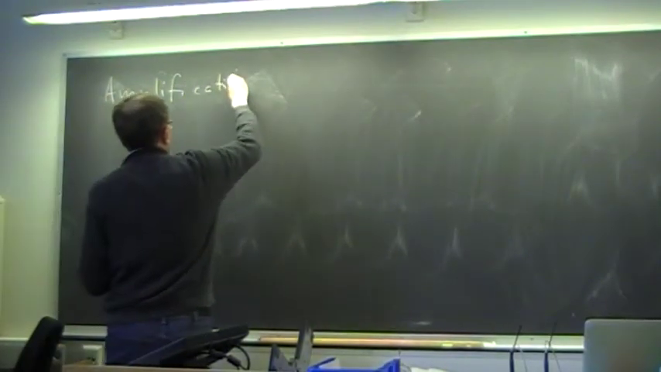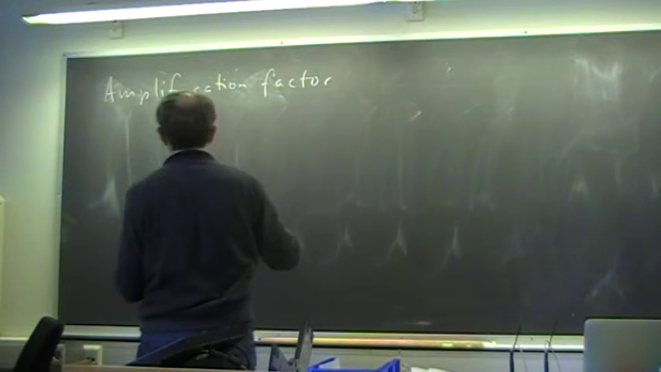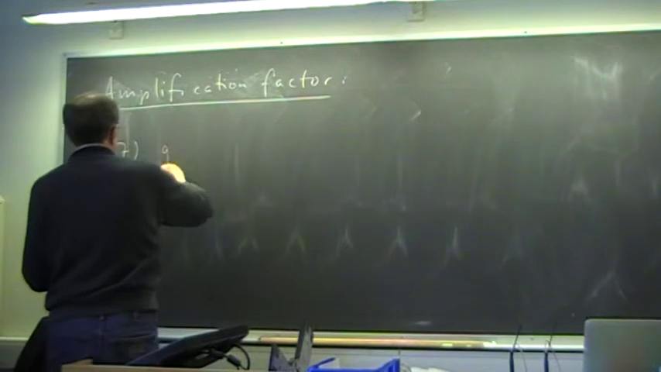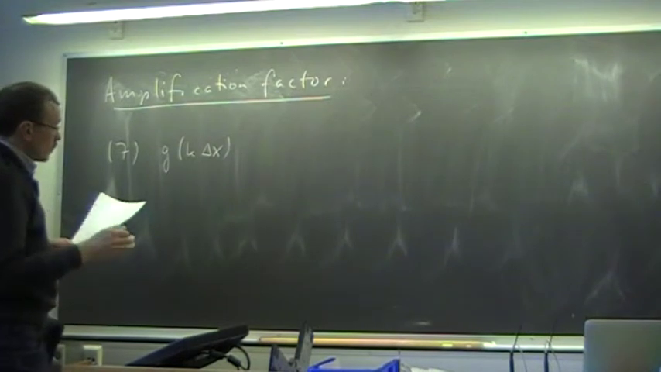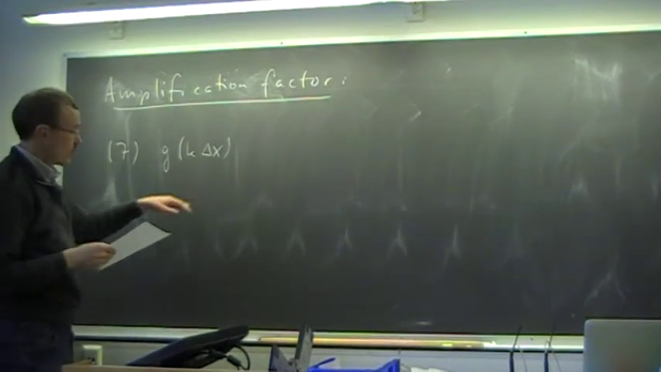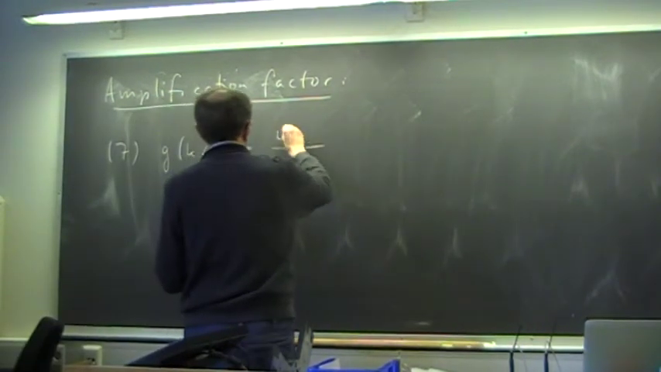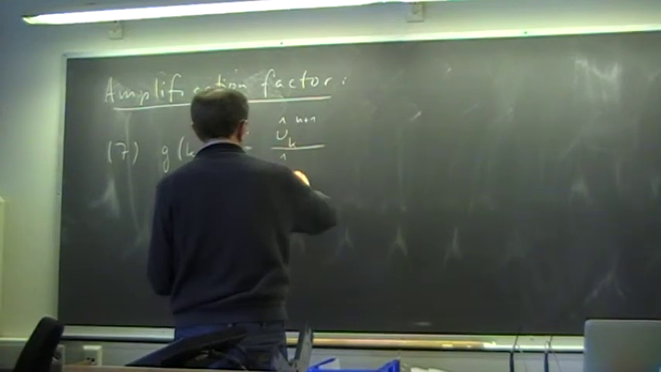So the amplification factor becomes, and that is then denoted by g of k delta x. It's dependent on the non-dimensional wave number, the wave number times the grid spacing. And that is defined as the ratio of the amplitude of the Fourier mode at the new time level and the old time level.